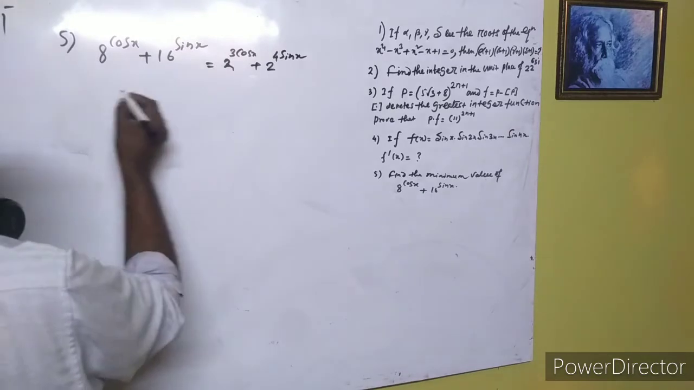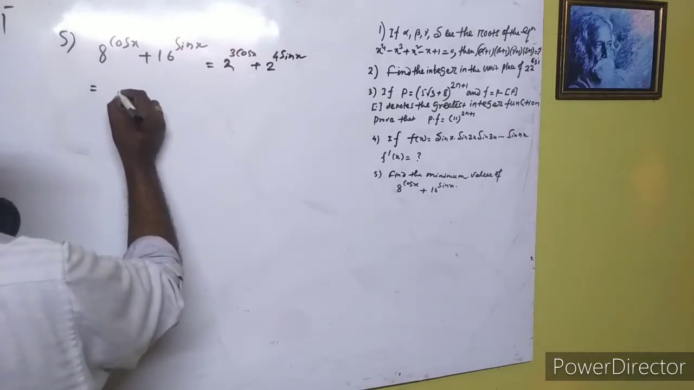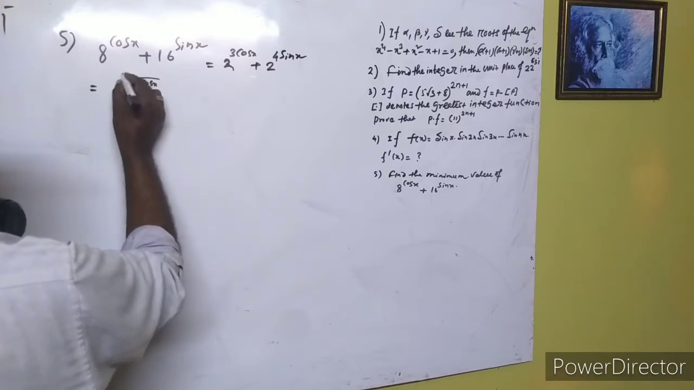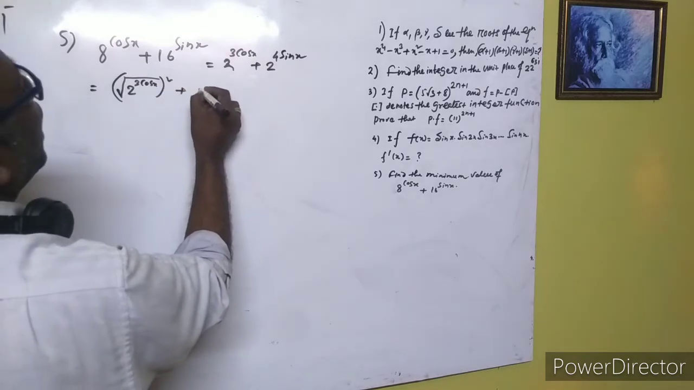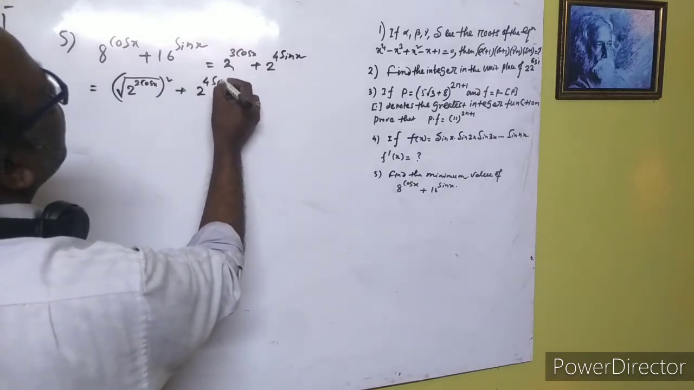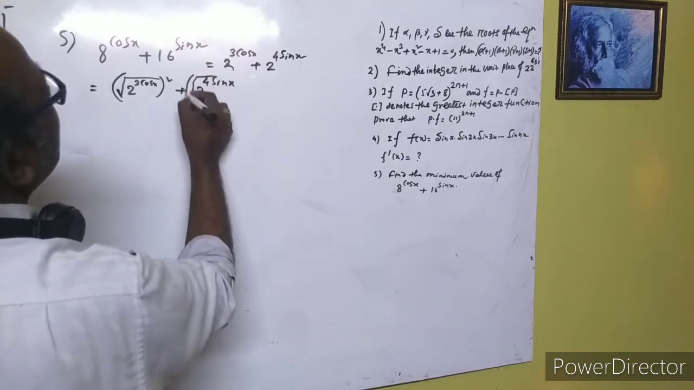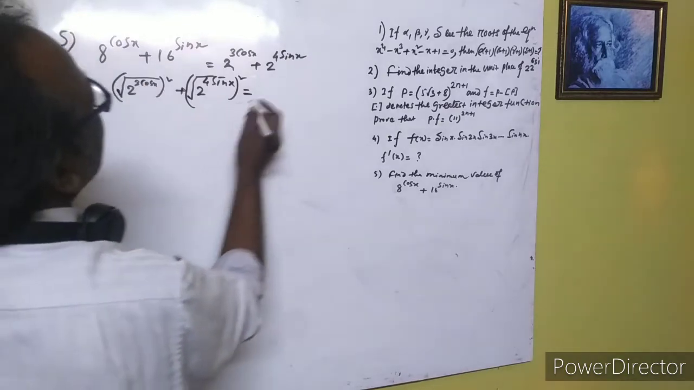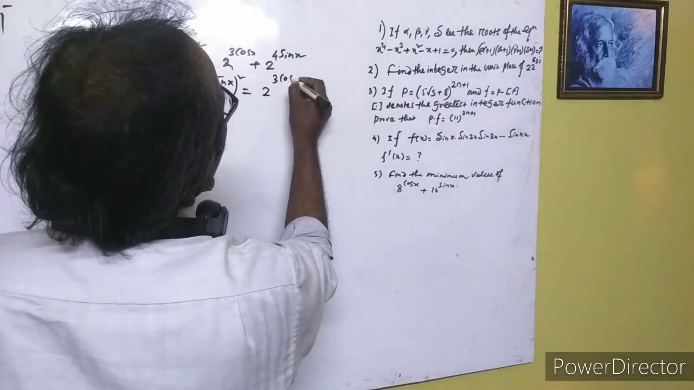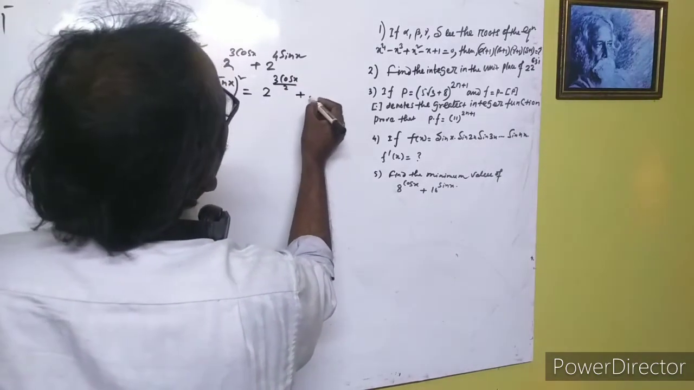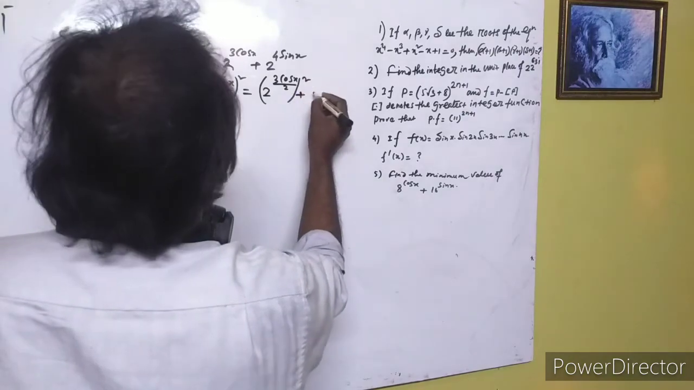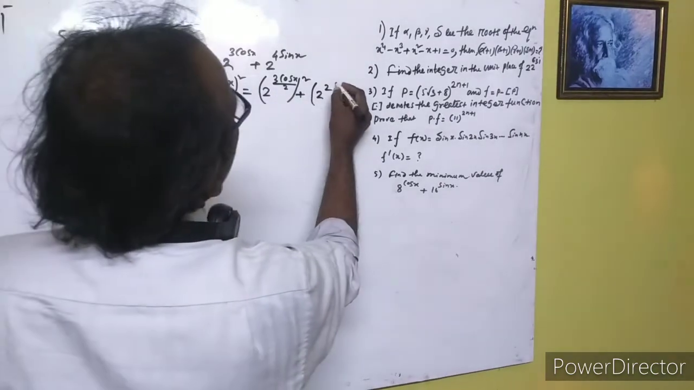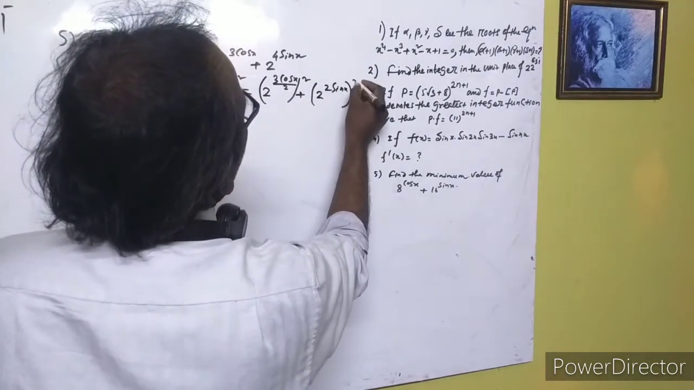Now this can be arranged like root of 2 to the power 3 cos x whole square, which is 2 to the power 3 cos x by 2 whole square, and the same for 2 to the power 4 sin x, which is root of 2 to the power 4 sin x whole square, that is 2 to the power 4 sin x by 2 whole square.